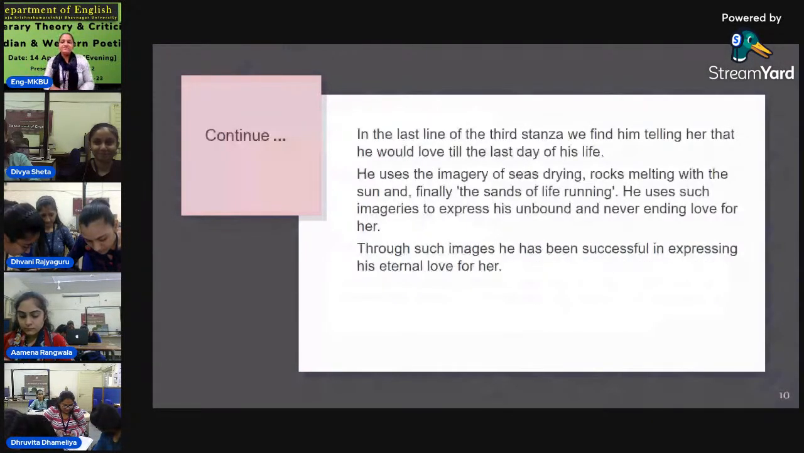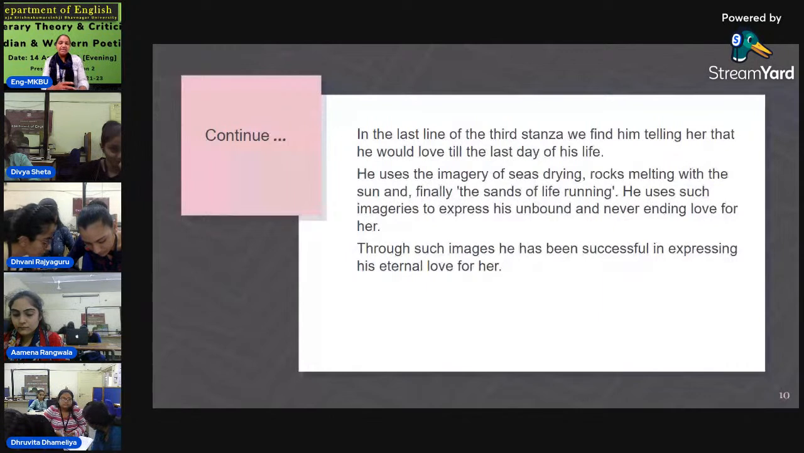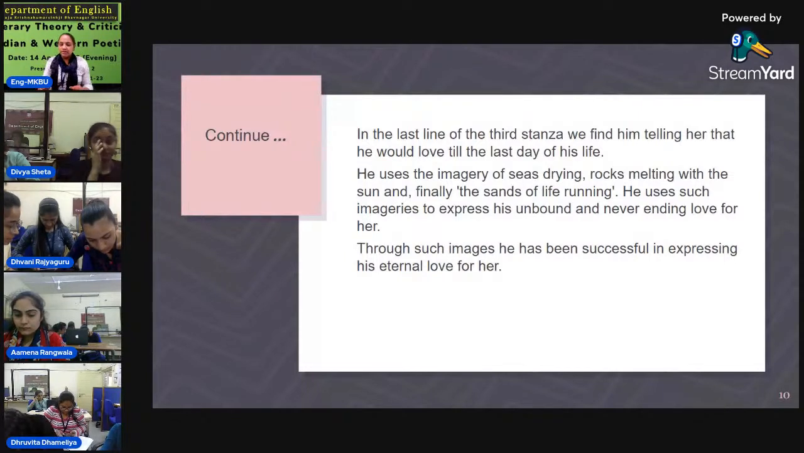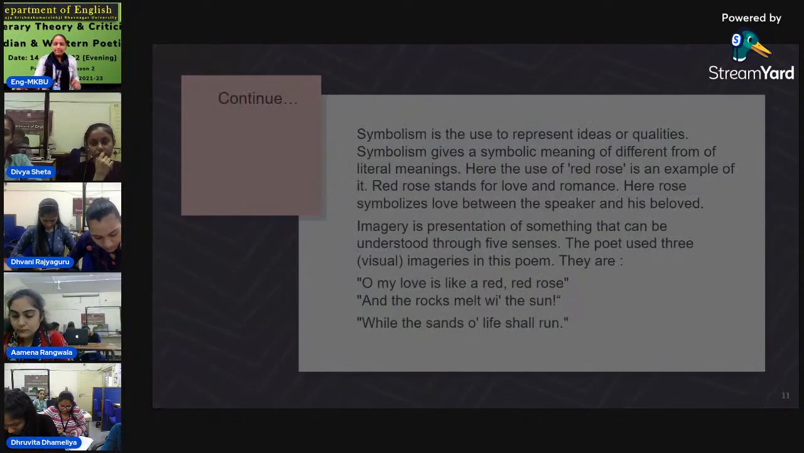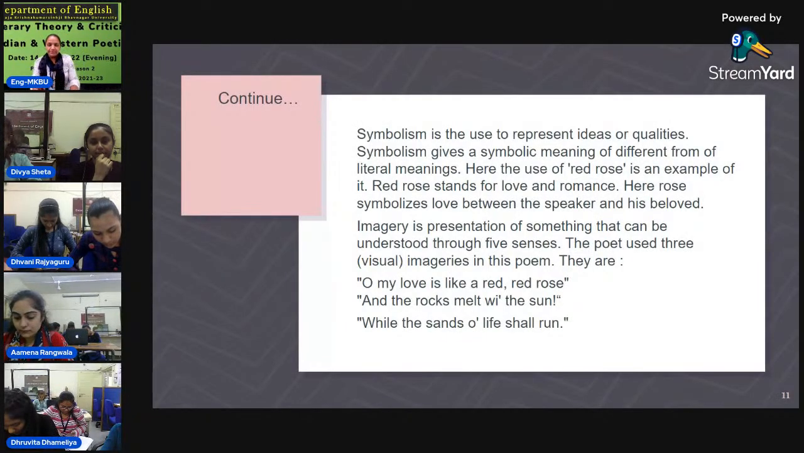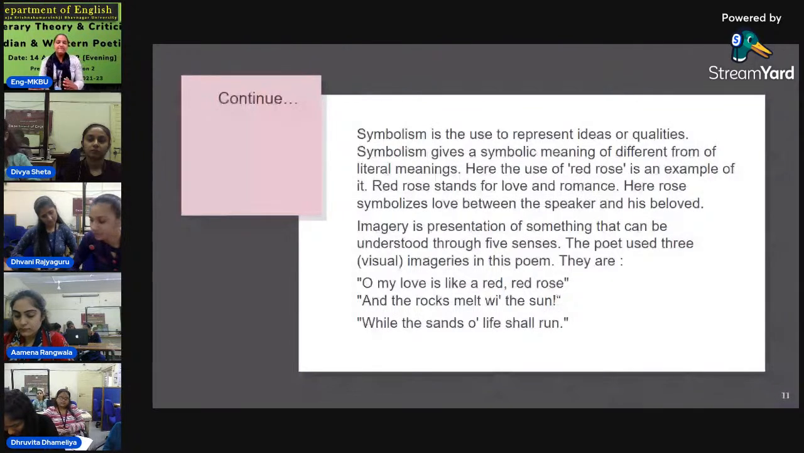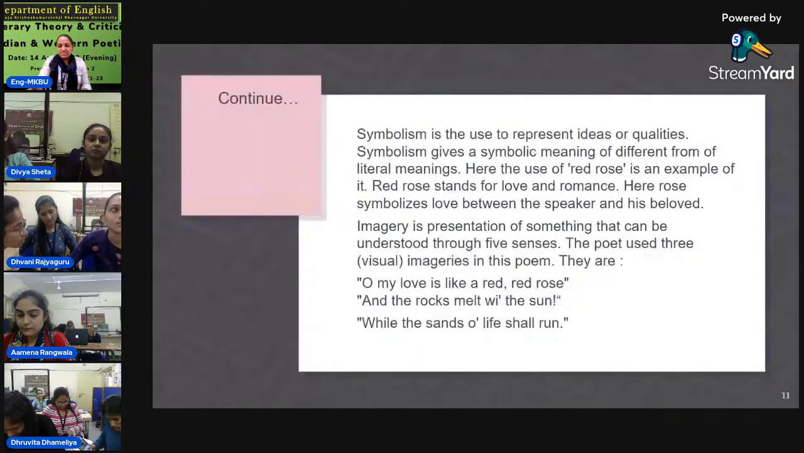In the last lines of the third stanza, he is telling that he would love her till the last day of his life. He also uses imagery of seas drying, rocks melting with the sun, and the sands of life running. He uses imagery to express his unending love for her. The symbolism represents quality and symbolic meaning. The red rose stands for love and romance, and symbolizes the love between the speaker and his beloved. Even imagery is also used.